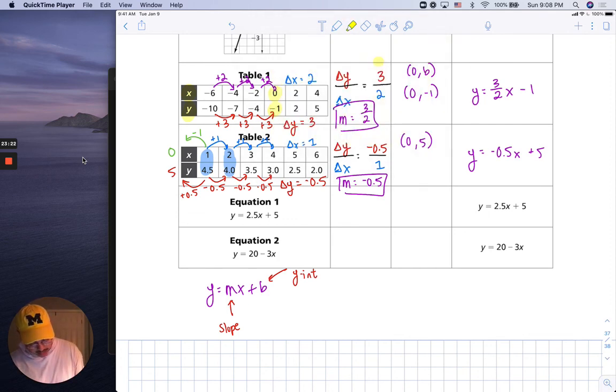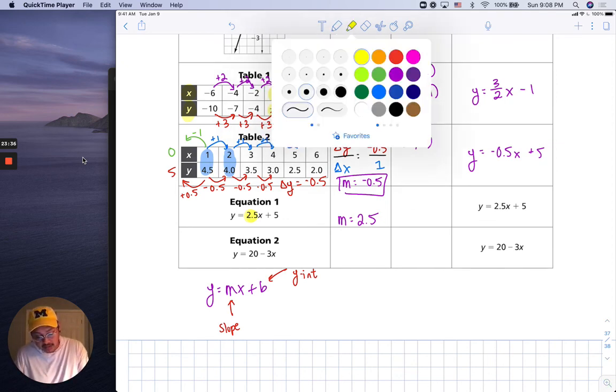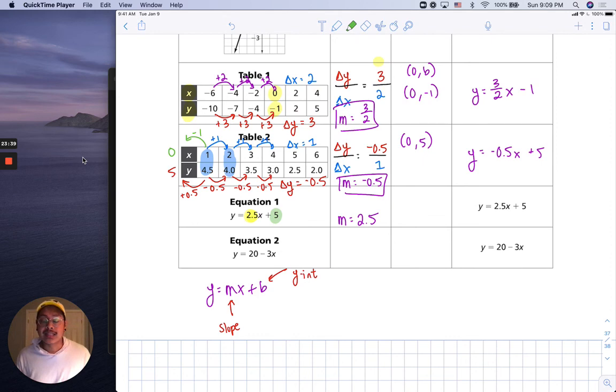So let's take a look. In equation 1, the coefficient of x is 2.5, so I can automatically assume that my slope is 2.5. And then, is there a number just floating off on its own? Yes, there is. That's 5, and that's going to be my y-intercept. So my y-intercept is at the point 0, 5, and that's the equation that comes out. So simple and straightforward. Find the coefficient of x, that's your slope. The constant term, the number that's just hanging out by itself, that's your y-intercept.